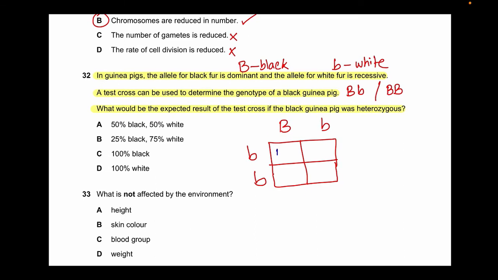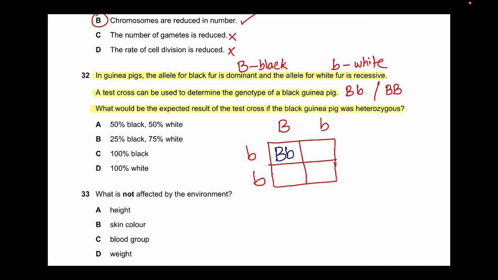So the resulting population will be 50% black and 50% white. So option A will be the correct answer.